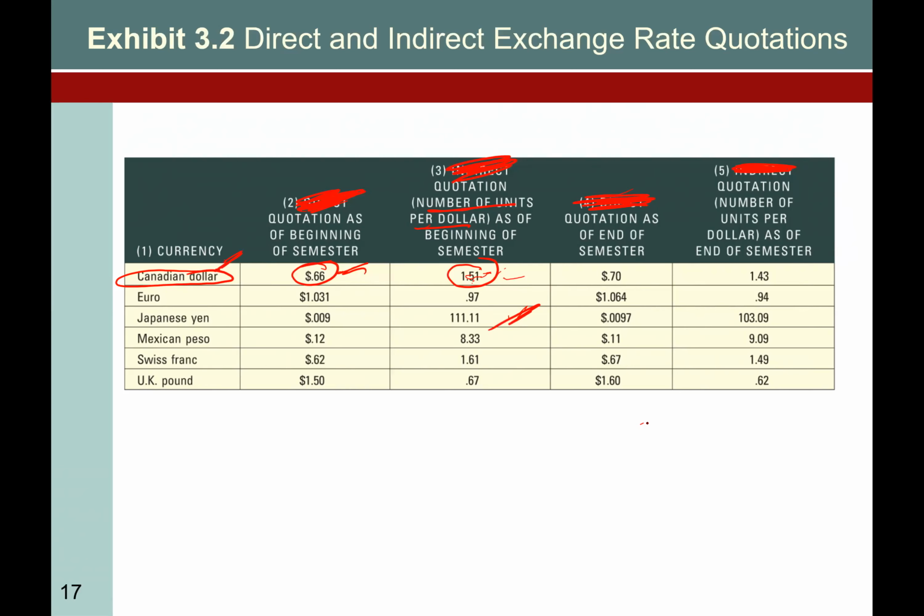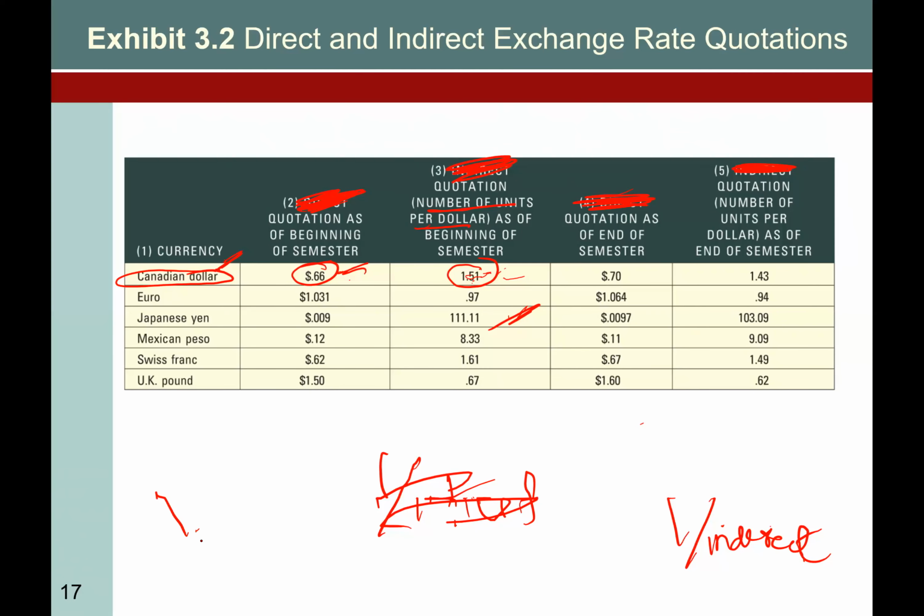So don't get confused. The direct quotation is basically 1 by indirect. Come on, 1 by indirect. Right, so where is 1.51 coming from? 1 divided by 0.66. The answer would be 1.51.